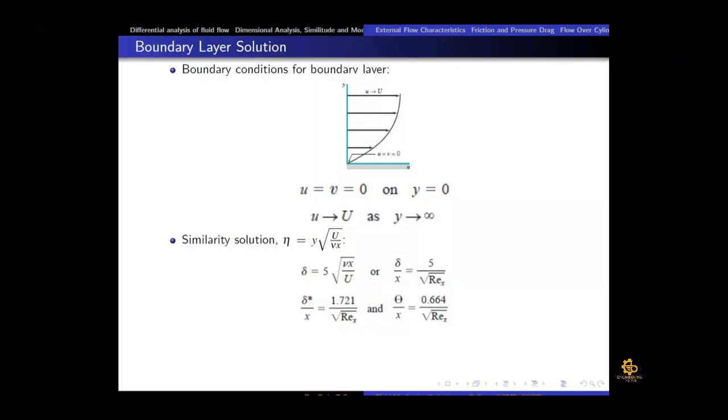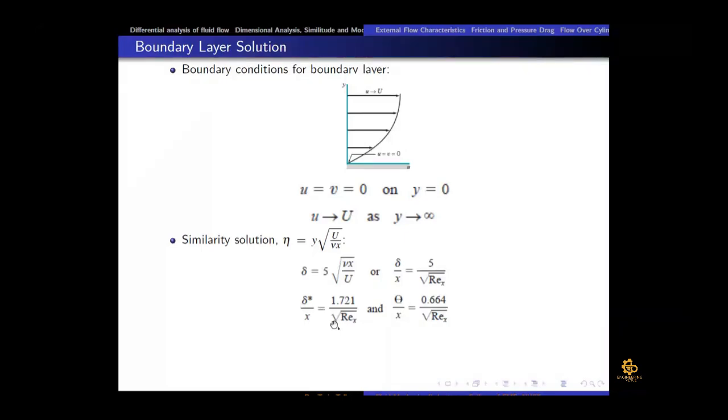But he did it in his PhD thesis in 1907, and he came up with the solution of the boundary layer. He derived boundary layer thickness as a function of x and Reynolds number, and then the displacement thickness, and then the momentum thickness as a function of Reynolds number.